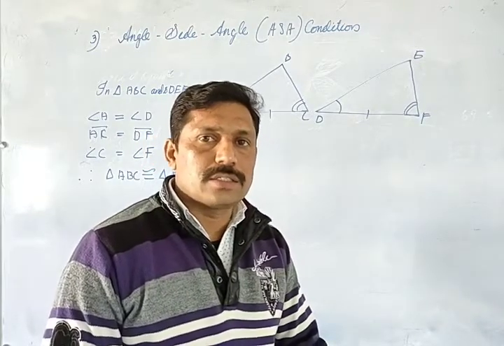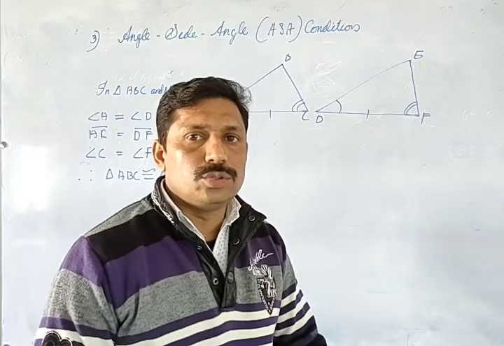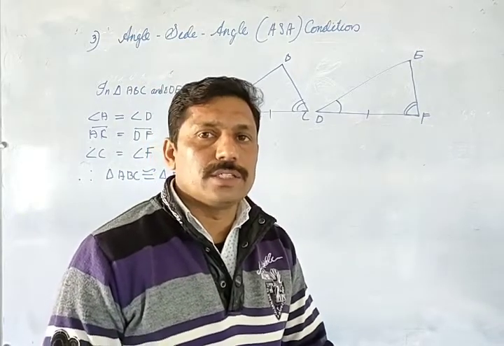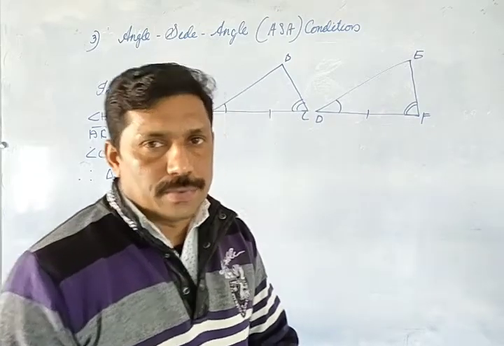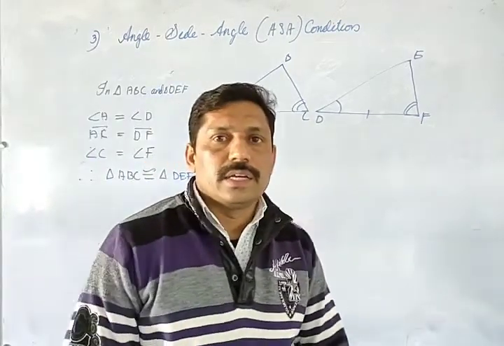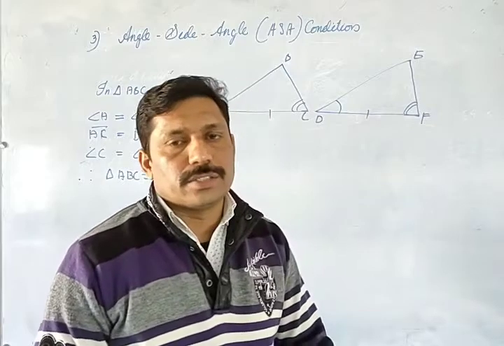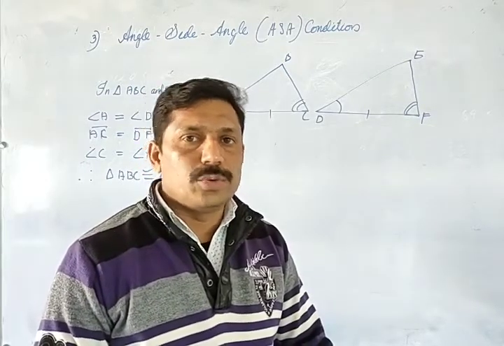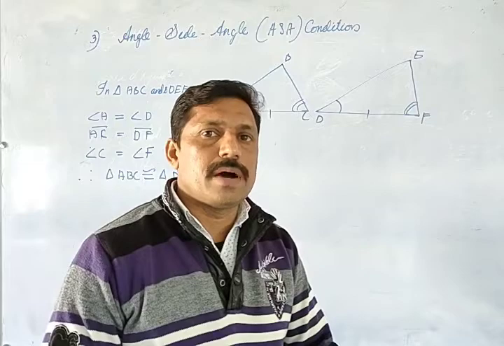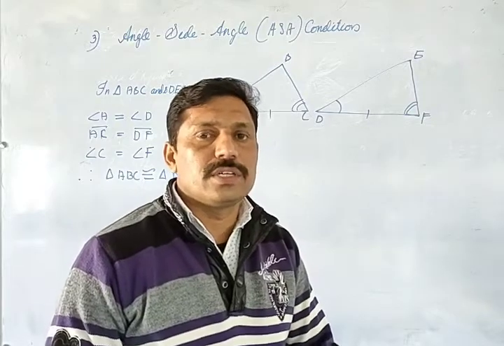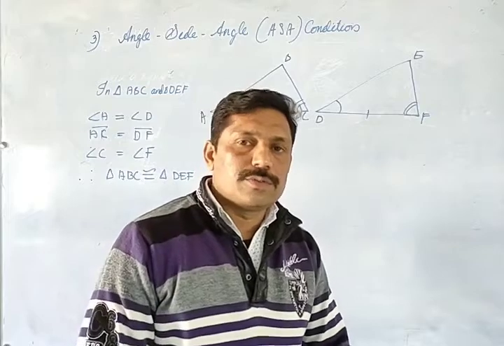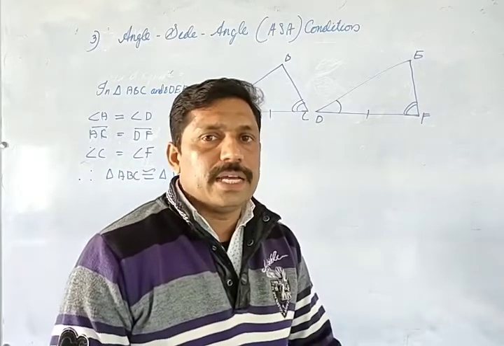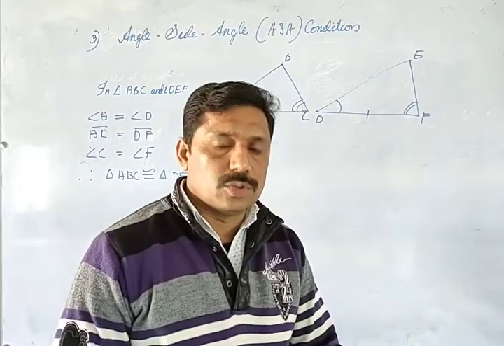In the last class we studied two congruency of triangle conditions, that is the SSS condition and the SAS condition. And today we study the remaining part, that is the ASA condition and the RHS condition of congruency. First of all, we will study ASA congruency. So let us listen.